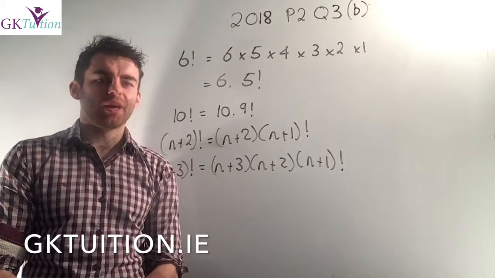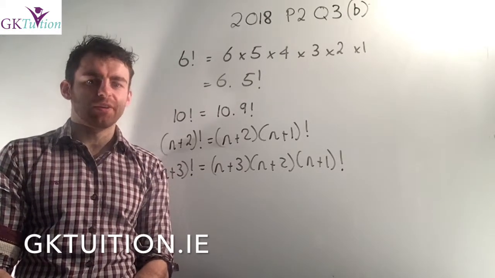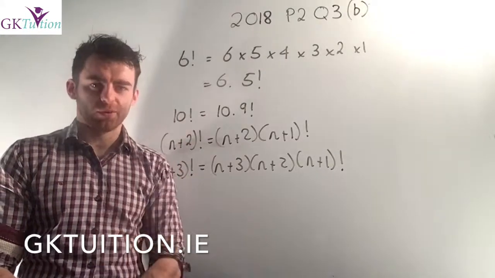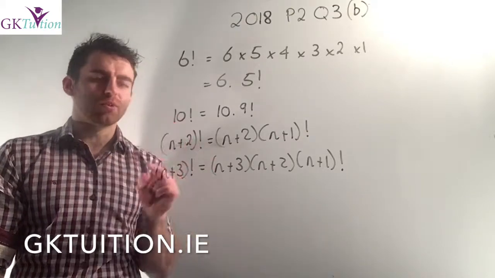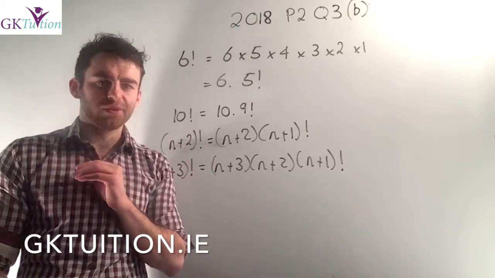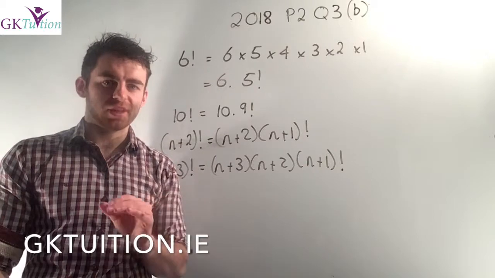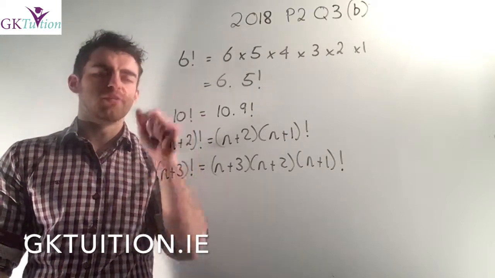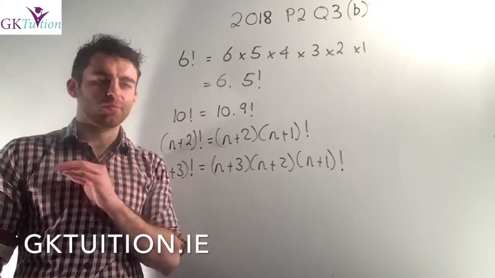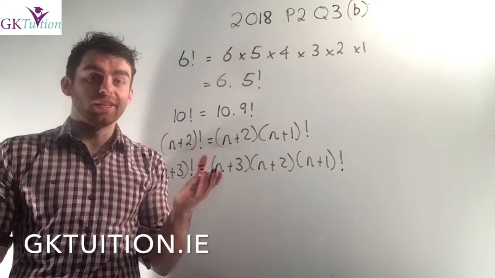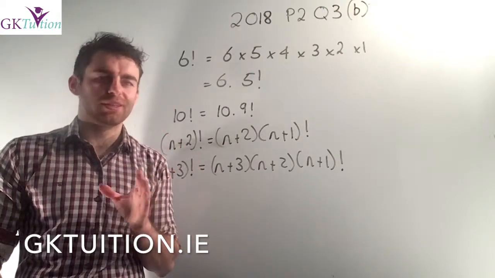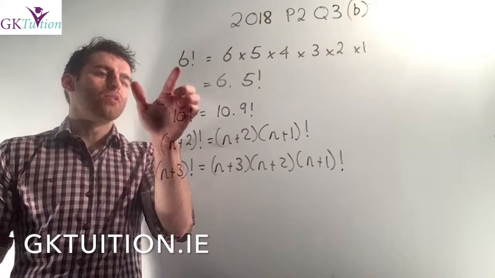Okay, before I look at part B, which is relatively straightforward as long as you understand what your factorials are, this is just a quick rule that I want to run through with you. You will have to use this rule for every single induction question where you've got a factorial. So this rule is most important in induction, and this was the first time it came up in probability like this.